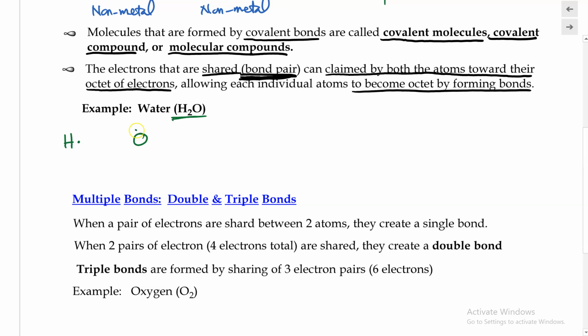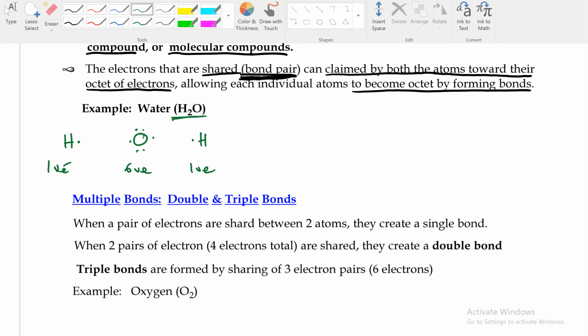And now we have oxygen with 6 valence electrons, and another hydrogen with another 1 valence electron. So this hydrogen has 1 valence electron, this oxygen has 6 valence electrons, and this hydrogen has 1 valence electron. Right now, when we look at each of these atoms individually, none of them has an octet of electrons, so therefore they're not stable. Now let's see how forming a chemical bond allows them to get closer to an octet.